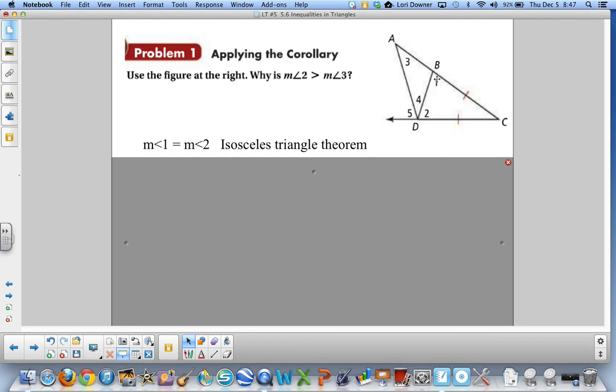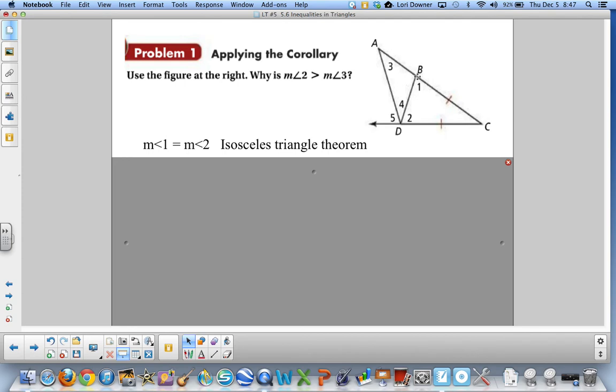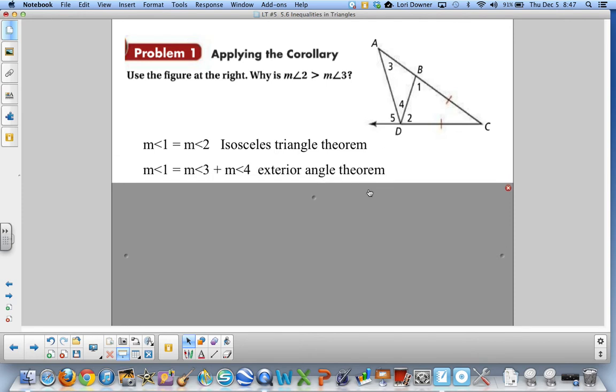Now I also notice that if I took AB and I extend it, 1 is an exterior angle to 3 and 4. So I know that my exterior angle, angle 1, is equal to the sum of the two remote interior angles, 3 and 4. So 1 is equal to 3 plus 4. That's my exterior angle theorem.